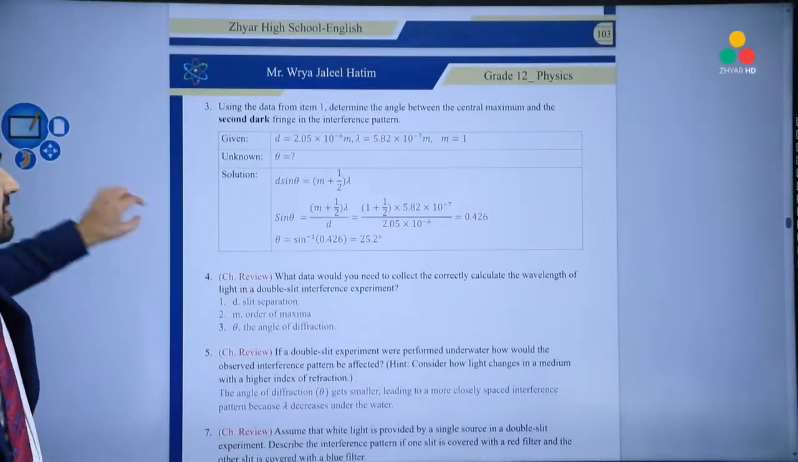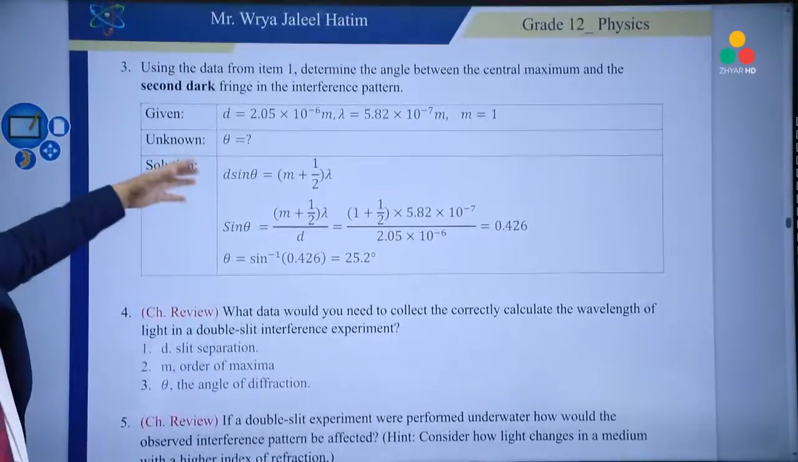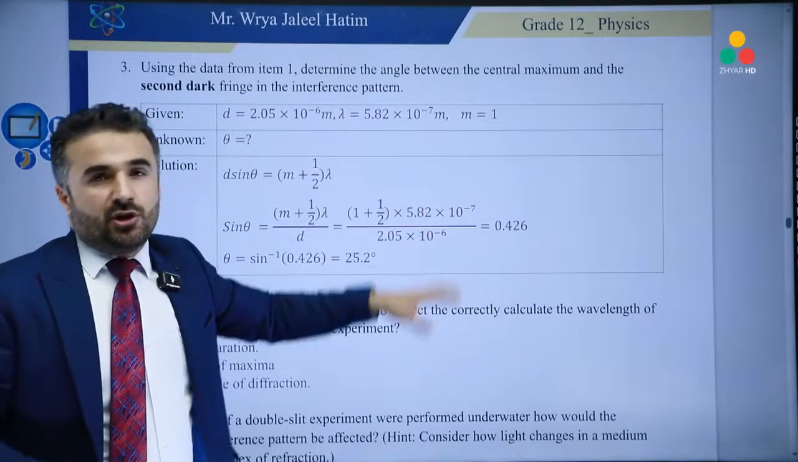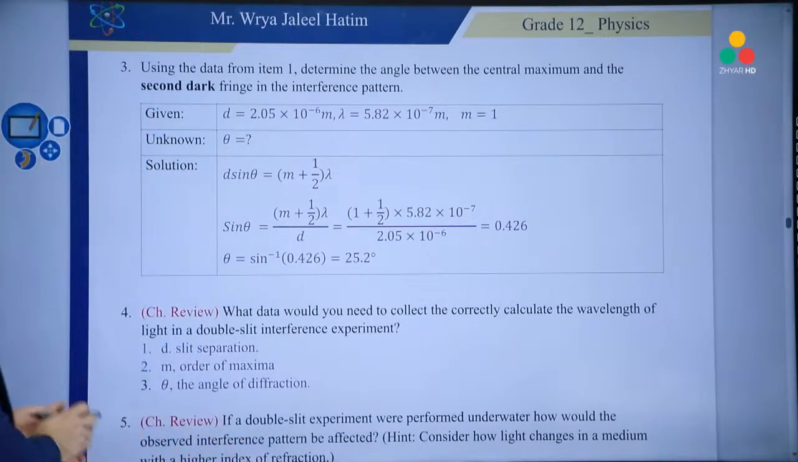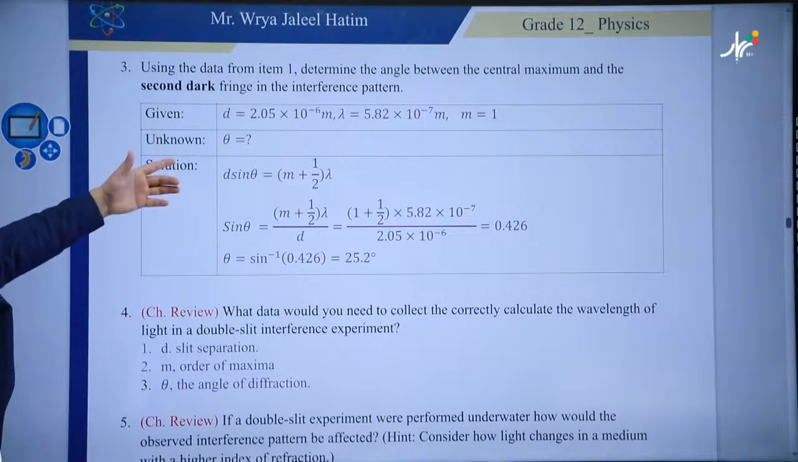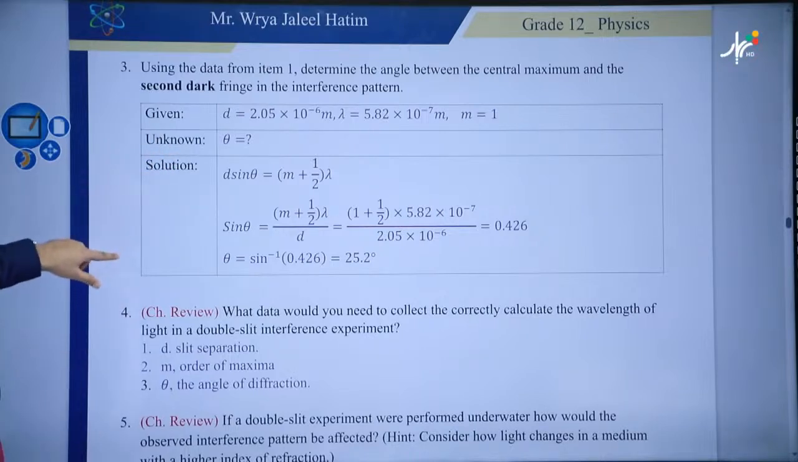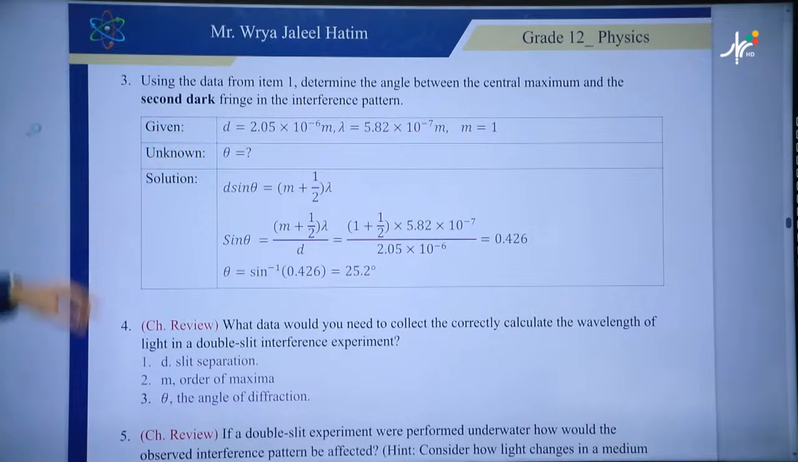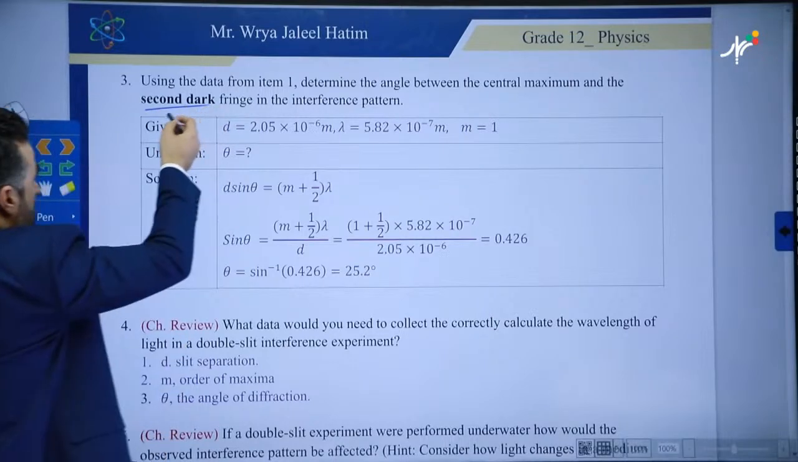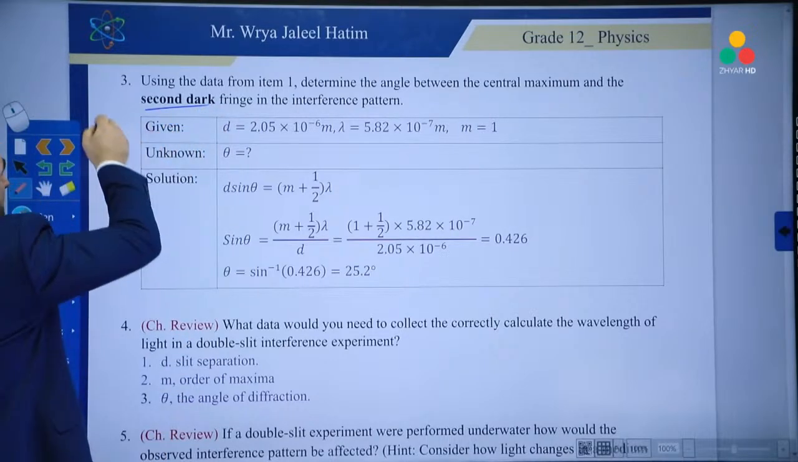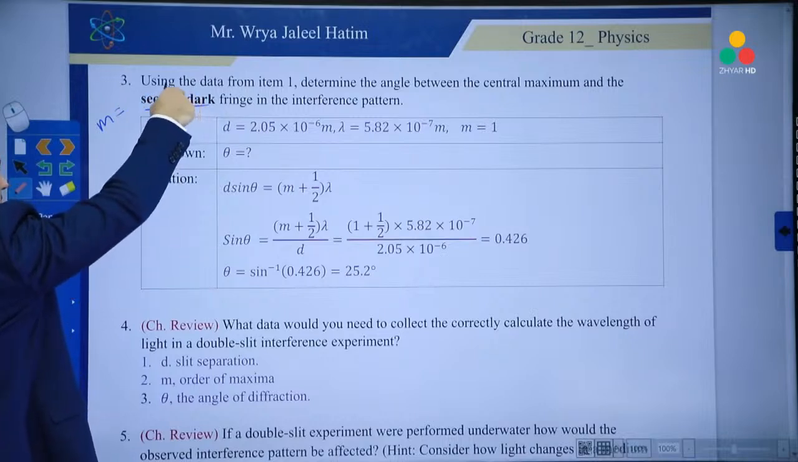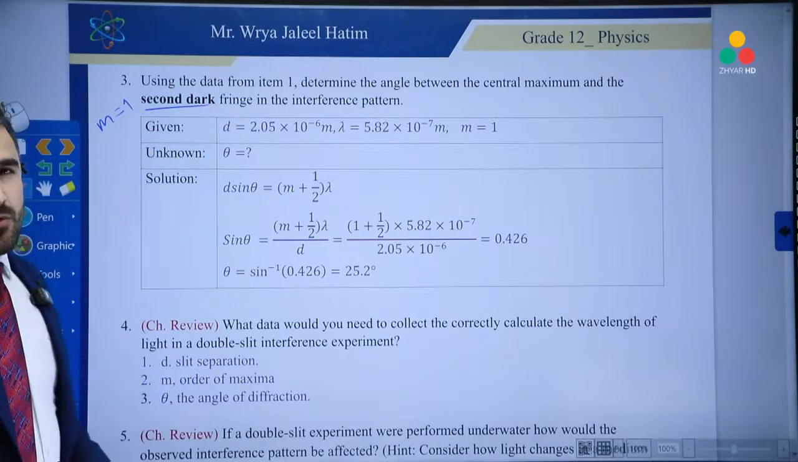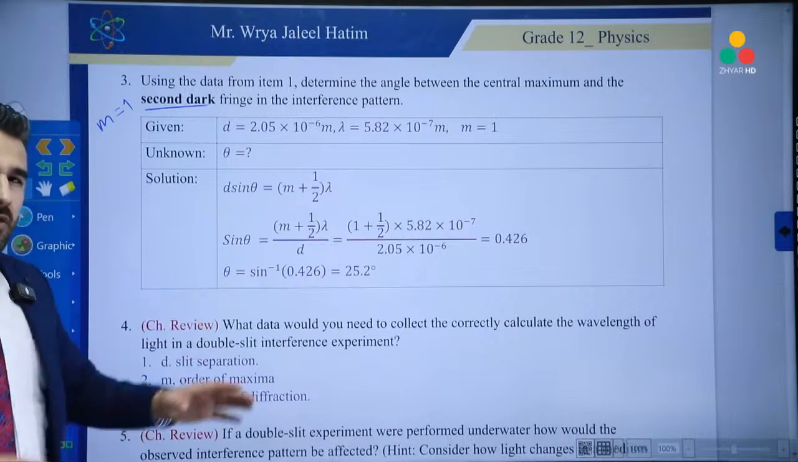What I want to do is a question like this. Take a look. What is the difference between this and the other one here? It is about a dark fringe, our favorite question. Using the data from question 1, determine the angle between the central maxima and the second dark fringe. Whenever it says the second dark fringe, m is the number minus 1. So if this is the second dark fringe, m is going to be 1 here. That is the only thing you need to know.